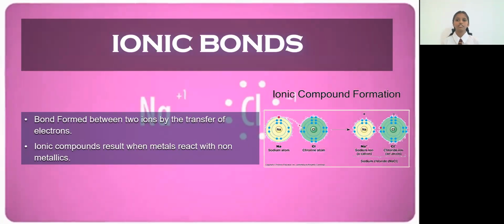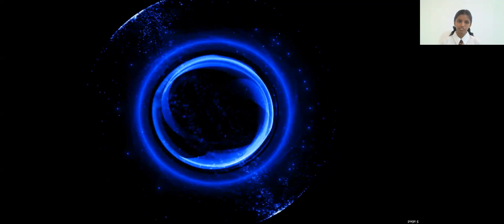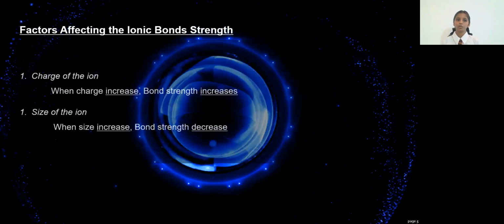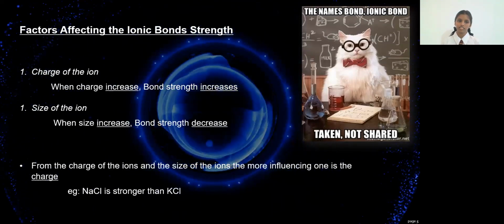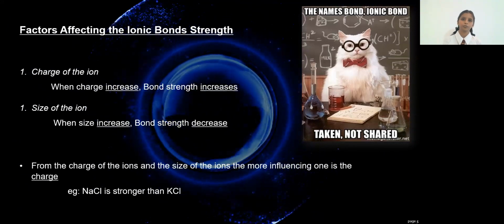There are two factors affecting the ionic bond strength. They are the charge of the ion and the size of the ion. From the charge and the size of the ion, the more influencing one is the charge. Now, Vindi, it's up to you.